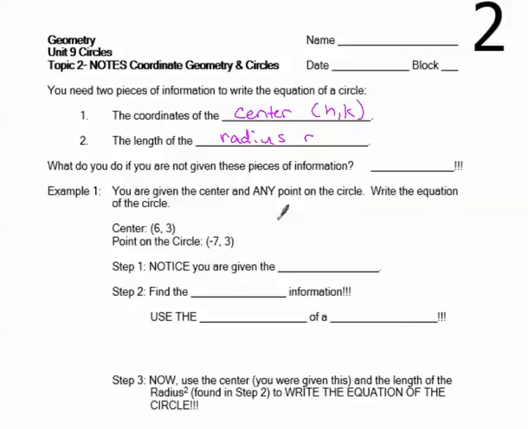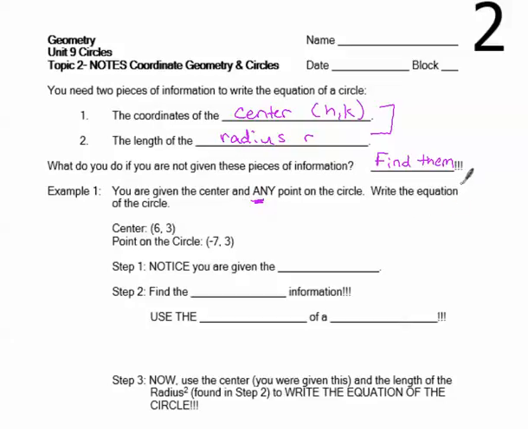All right, so if you are not given these pieces of information, what do you do? Freak out? No, just kidding. You find them. You're going to need to do some work to get those, but you need them. So just know what you're looking for. If you don't have them, then your first job is to find them.